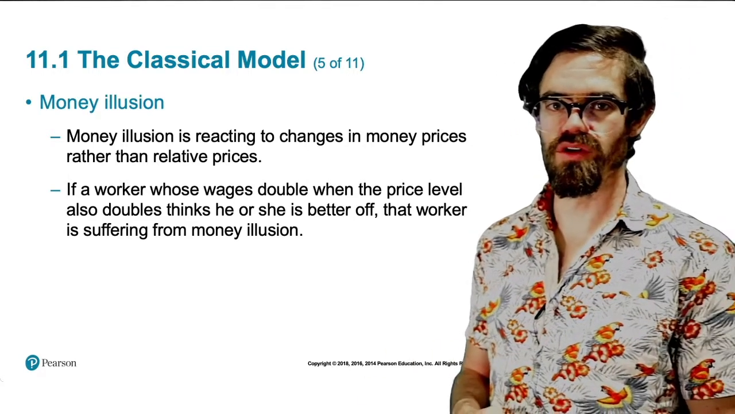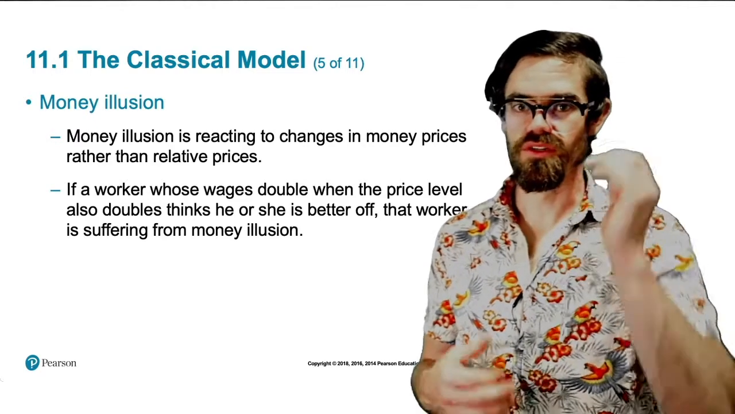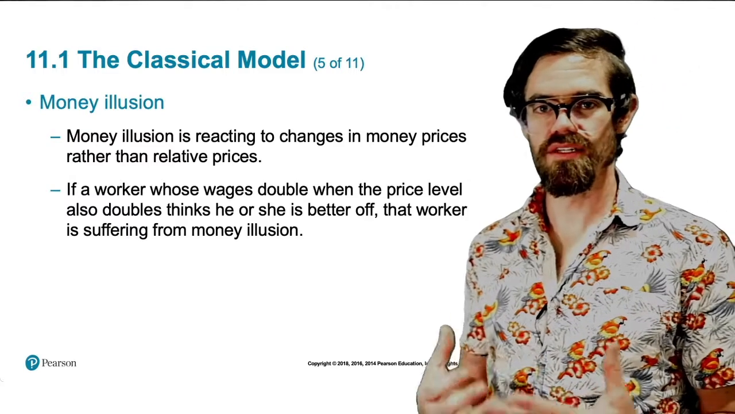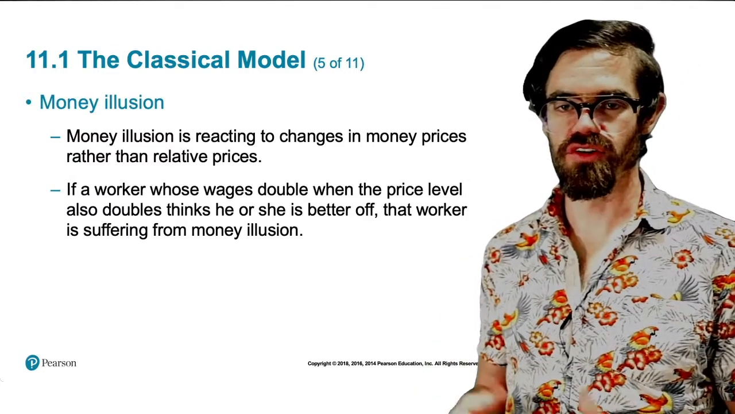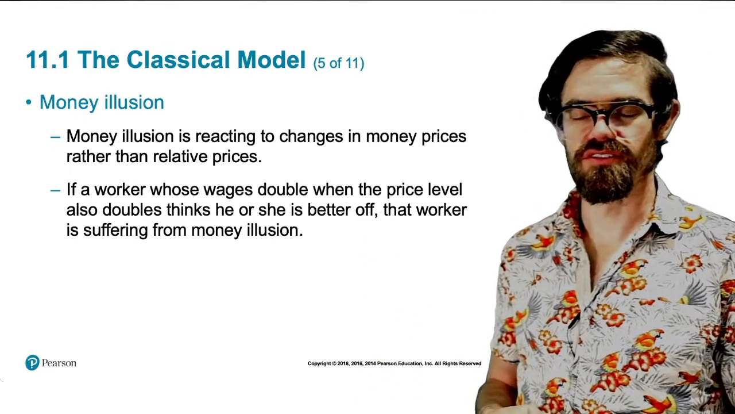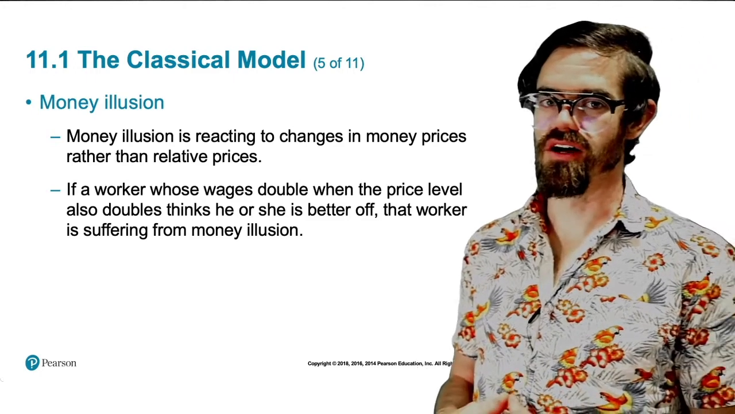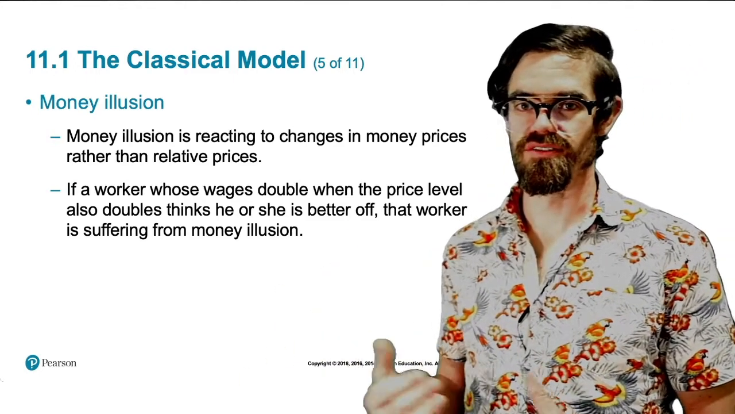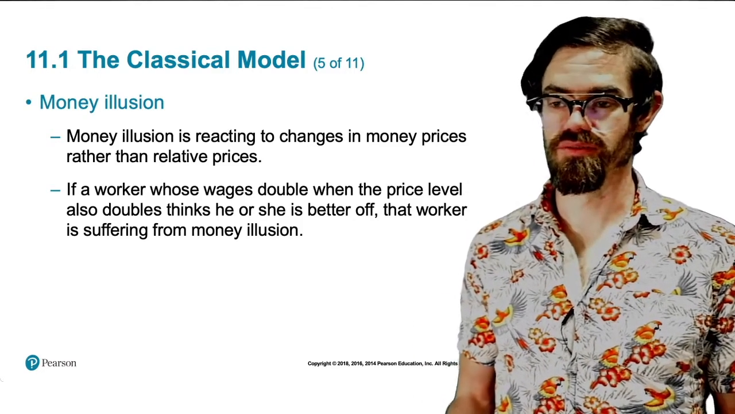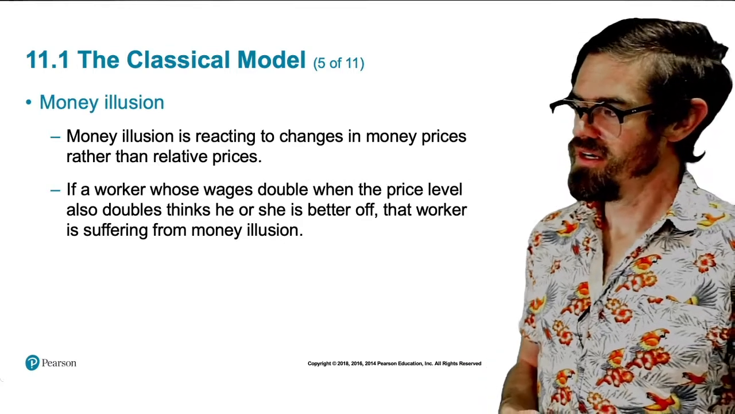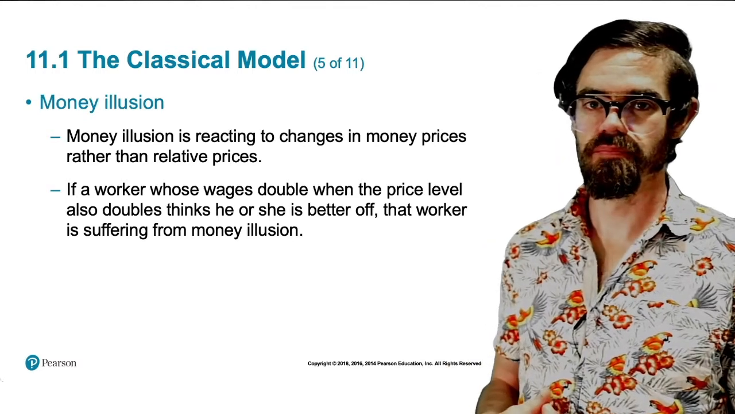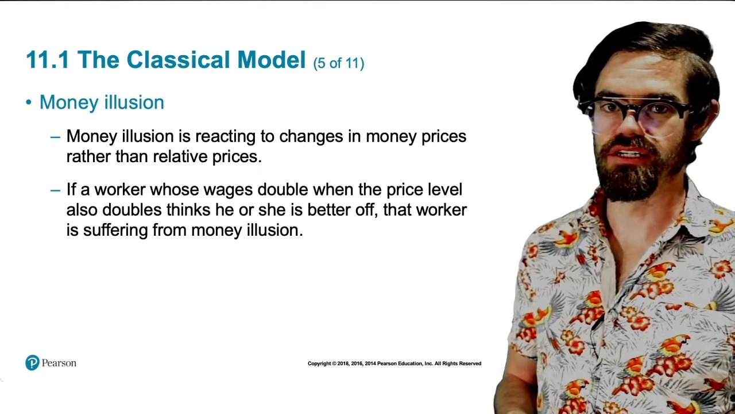Recall that with money and income, what's really important is not nominal income, but real income. What can your money buy for you? Now, if this worker's wages double, but so does the price of everything else in the economy, they're not any better off. That nominal income that has doubled doesn't buy them more stuff. It buys them the exact same amount of stuff because prices have also doubled. But if this worker acts like he or she is better off, then they're suffering from something called money illusion.